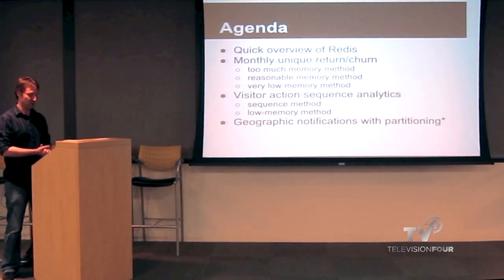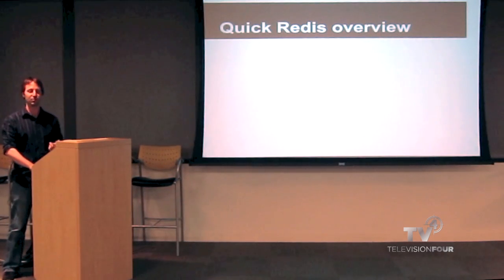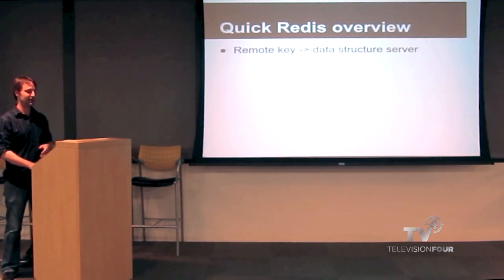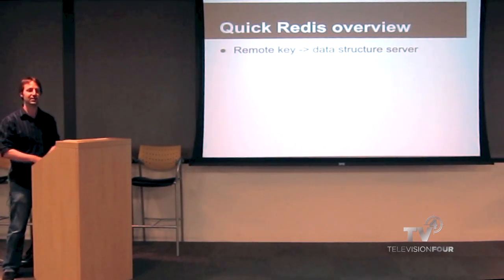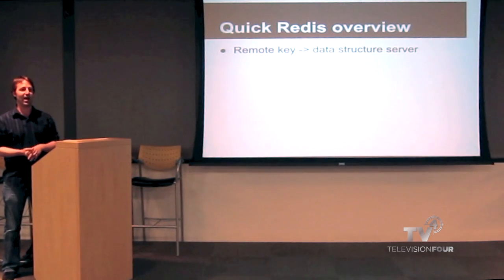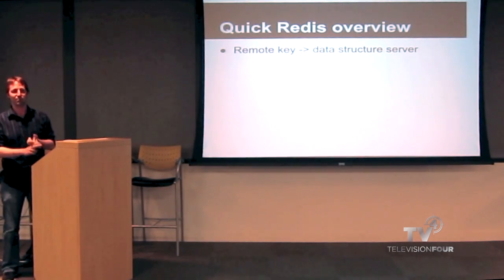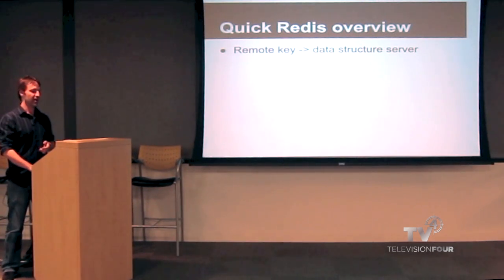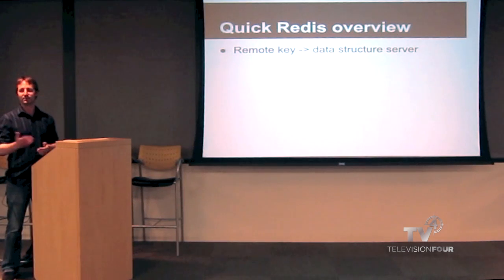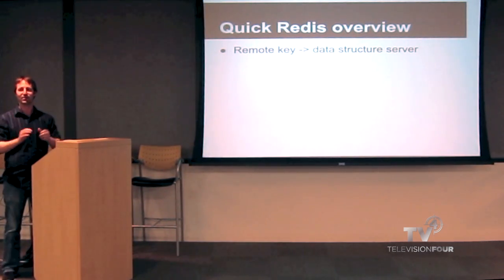All right, so the first part is the quick Redis overview. Generally speaking, Redis is a remote key to data structure server. That is, every structure that you have, or every bit of data that you have, starts out with a key. Very much like a key value store, memcache, and a variety of other things. But where Redis differs is that you can store different types of data. If you don't want to take pictures, I'll be uploading the slides later, so it will happen.